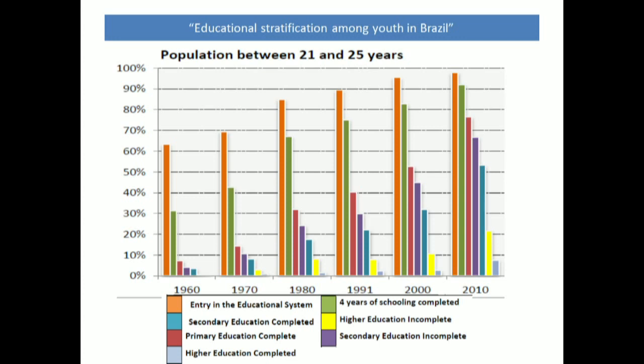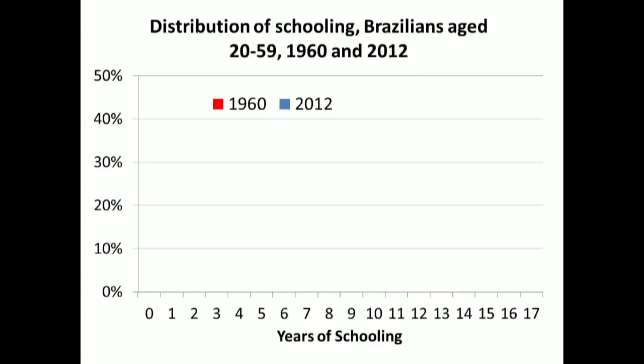This is a graph that Carlos put up, just showing the big changes in the distribution of schooling, looked at from the perspective of those who are 21 to 25, and he went through that. It is, as both Nercio and Carlos said, slow by some international standards, but nonetheless by the end, an amazing change in the schooling distribution. I wanted to show it in some other ways.